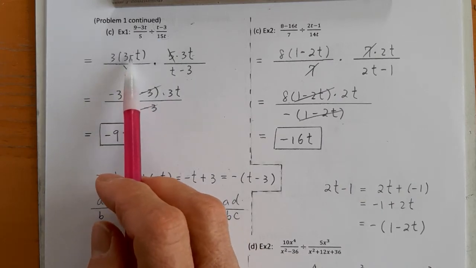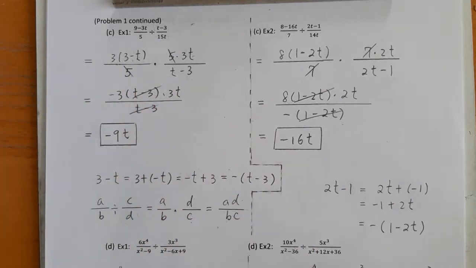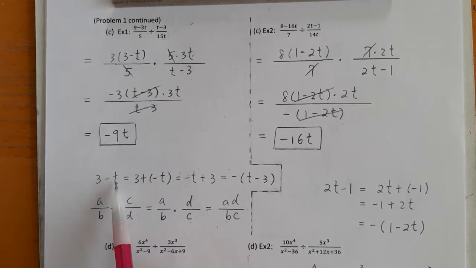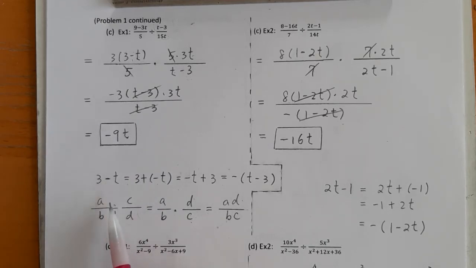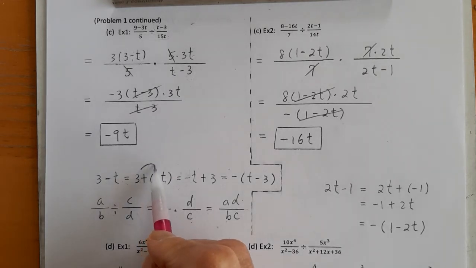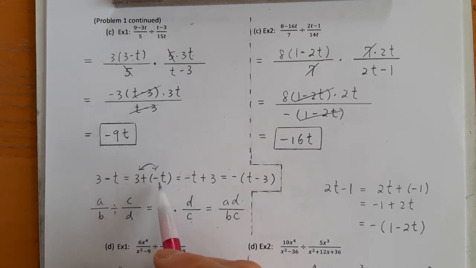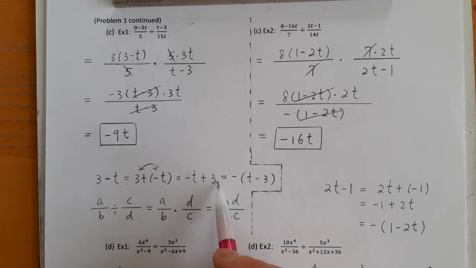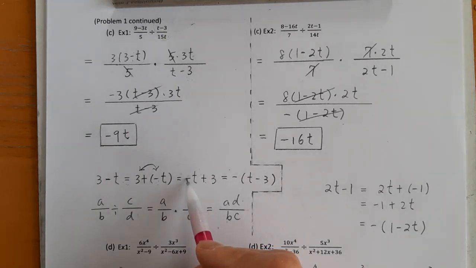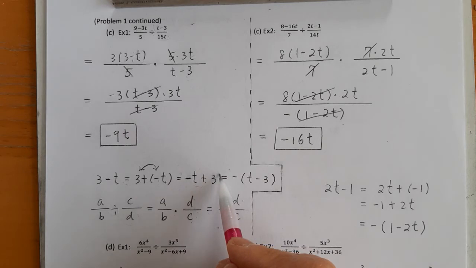And then you look here, it is 3 minus t. Here is t minus 3. So 3 minus t is equal to 3 plus negative t. That's by the definition of subtraction. Then, since addition is commutative, by the commutative property, change the two terms, get negative t plus 3. And then, following this negative sign, put the parentheses.